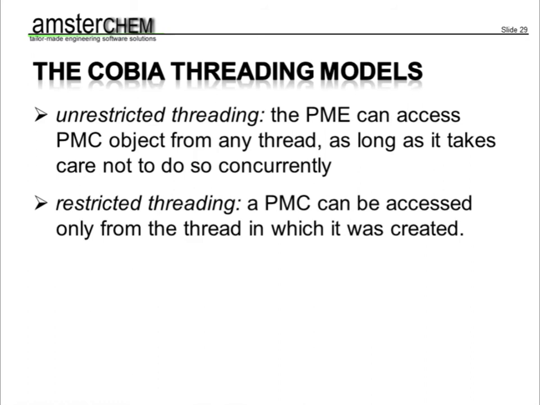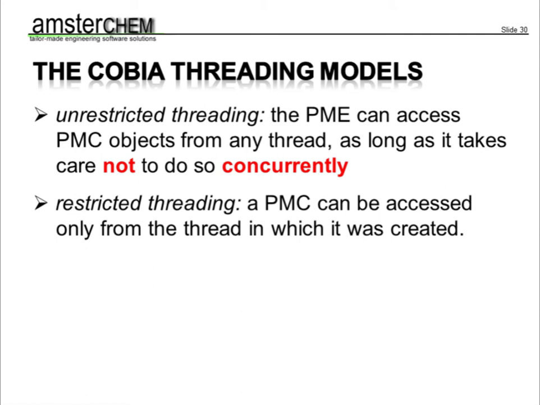Okay, so a few words about threading. COBIA has two threading models. A threading model is a set of agreements that the PME and the PMC must both abide to make sure that there's no unexpected behavior. For unrestricted threading, the PME has access to all PMC objects from any thread, as long as it takes care not to do so concurrently. If a PMC cannot deal with this, it can request to be of the restricted threading type, in which case the PMC can be accessed only from the thread in which it was created. Please note that this is not the same thing as single threading, because there still may be multiple threads, each of which contain PMCs. So not concurrently.